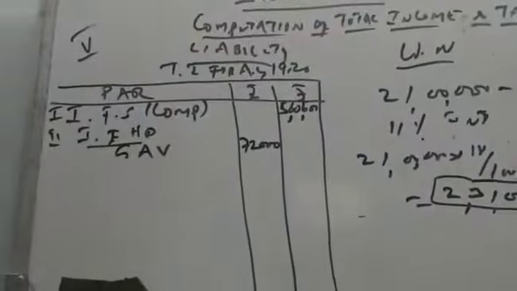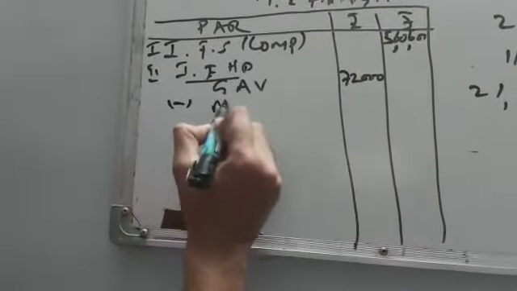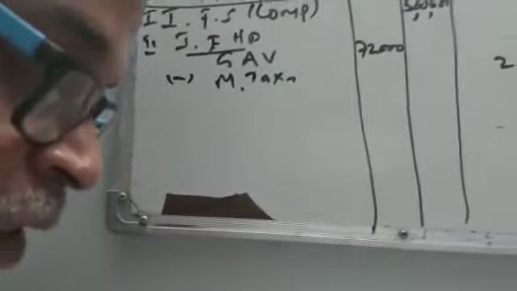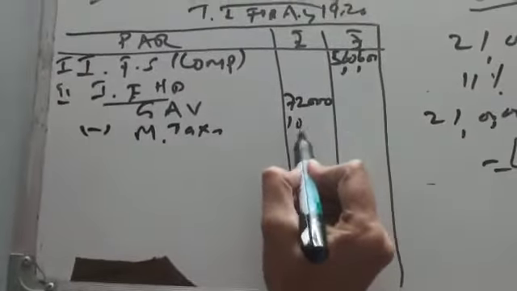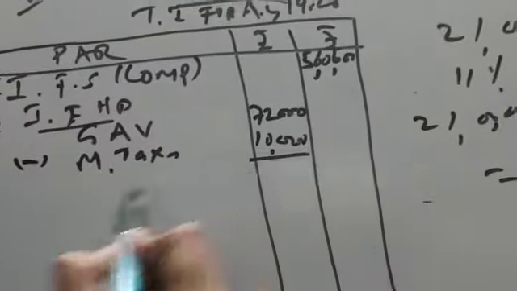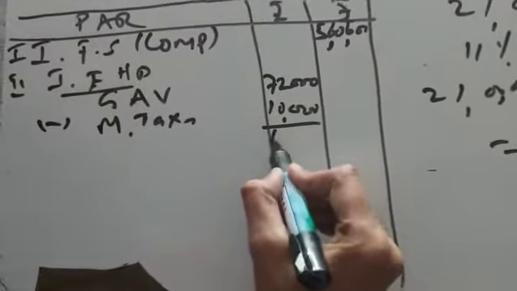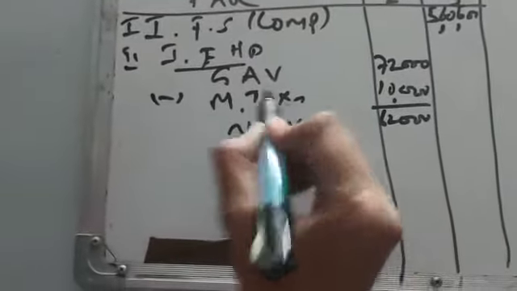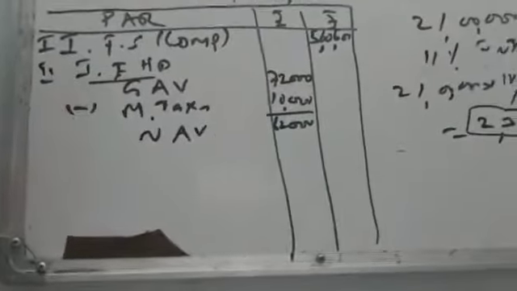From there, as you studied last semester, you deduct municipal taxes. The problem gives municipal taxes as 10,000 per year. So reduce 10,000 from 72,000, and you get 62,000. This 62,000 is called net annual value, NAV. From gross annual value, if you subtract municipal taxes, you get net annual value.